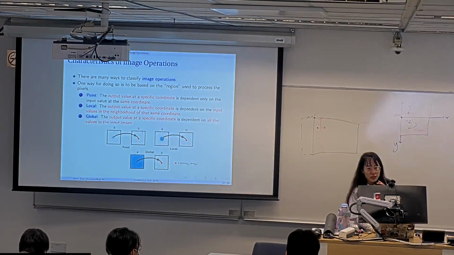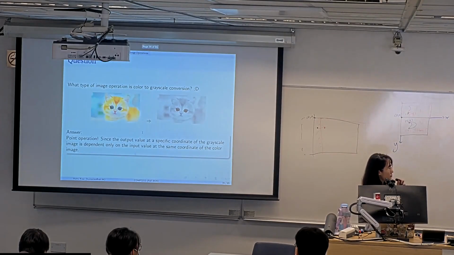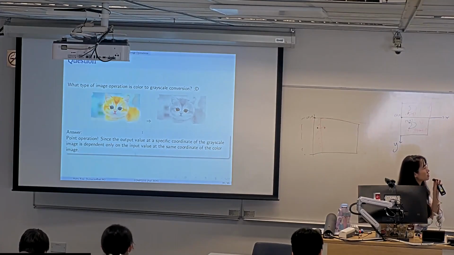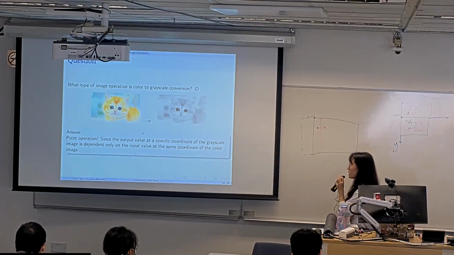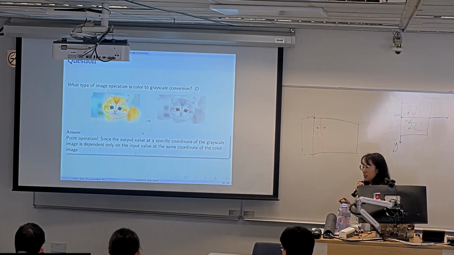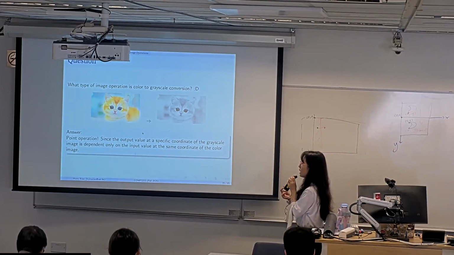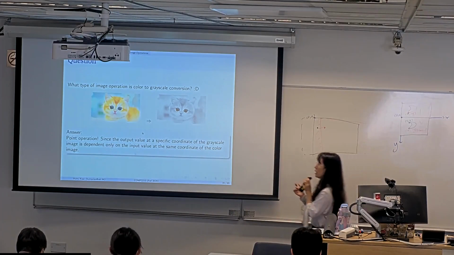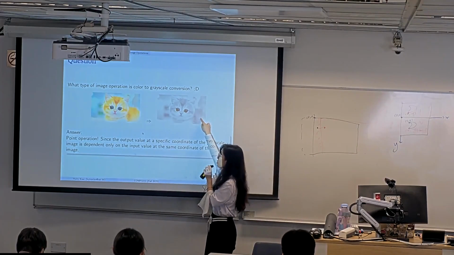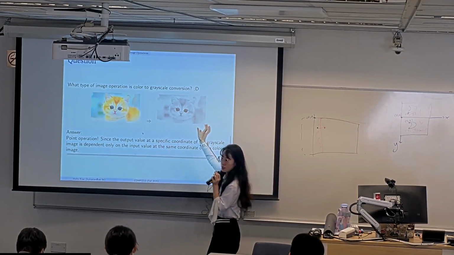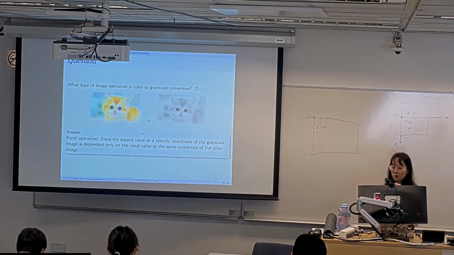So we can look back on what we have learned just now. For example, what type of image operation is color to grayscale conversion? I think this is quite easy, right? This is definitely a point operation. Because the output value at a specific coordinate in the new grayscale image is only dependent on the input value at the same coordinate of the color image. For any point here, you only need one point in the original image to convert color into grayscale. So definitely this is a point operation.